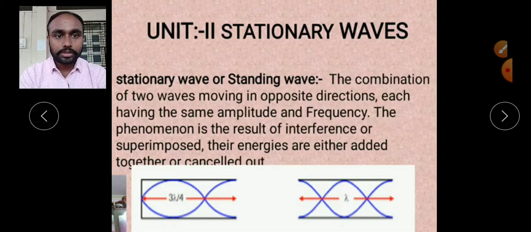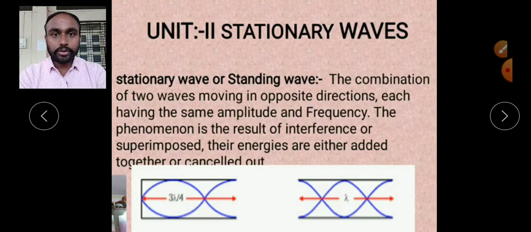The phenomenon is the result of interference, or superposition. We know interference in the case of light waves is a superposition of two or more waves. Same here: one wave is superimposed on the other wave, but they are moving in opposite directions, and we can call it interference. Their energies are either added together or cancelled out.